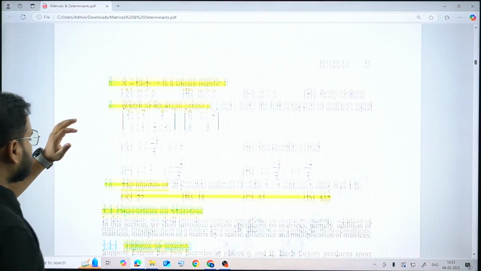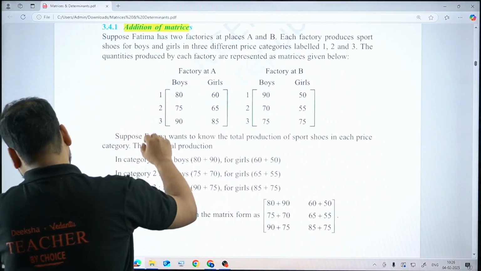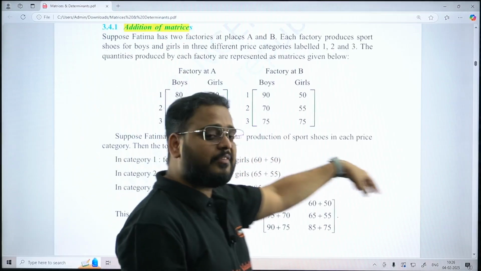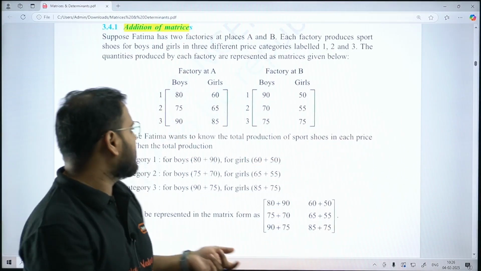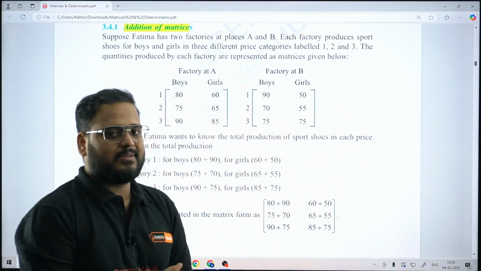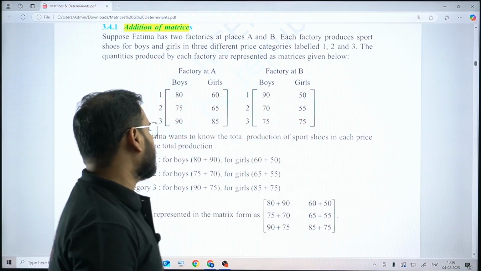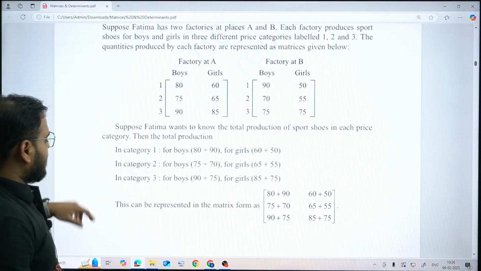Operations, bacha. Again, we have additions, we have subtractions. So go ahead, check it out. For addition, the matrix order has to be the same. You know this. If it is 3 cross 2, this also has to be 3 cross 2. Then you keep adding the elements like that. Means 80 to 90, 60 to 50, like that you add. Chaliye, that's how you add it.